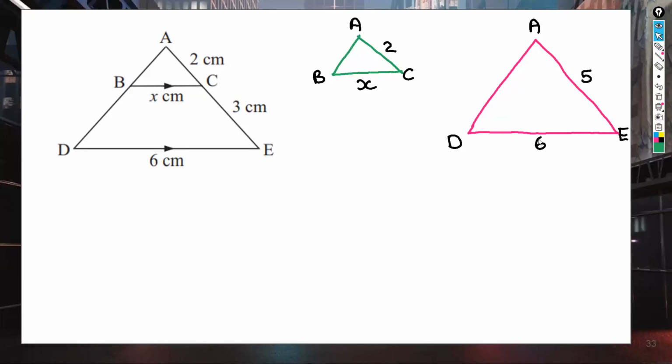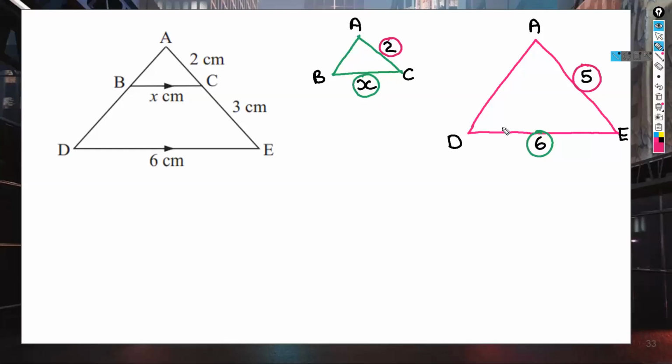The corresponding sides are, this is the baby, and this is the corresponding adult. This here is the baby, and the corresponding adult. Let's see if you get it from there. Let's do the X and the 6 first, right? So the baby value is X. The corresponding adult value is 6, is equal to 2, the baby value, over 5, the corresponding adult value.